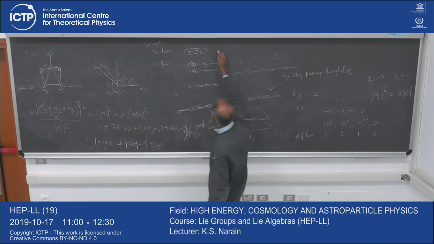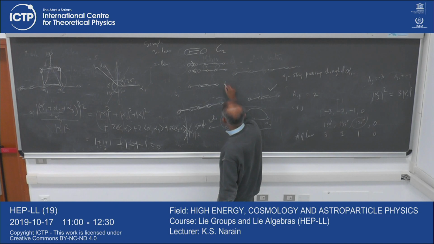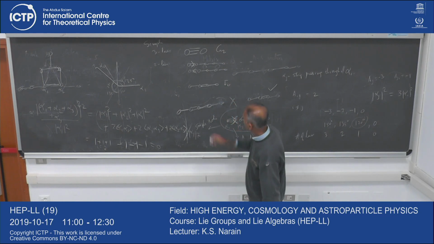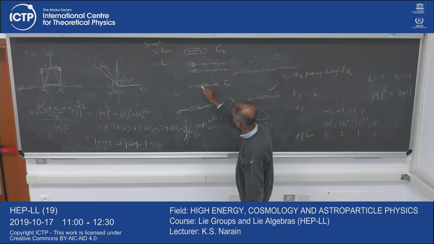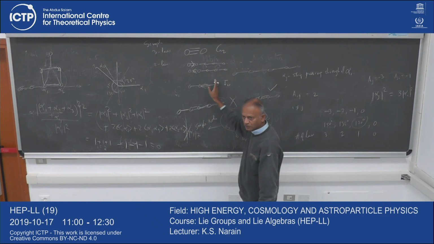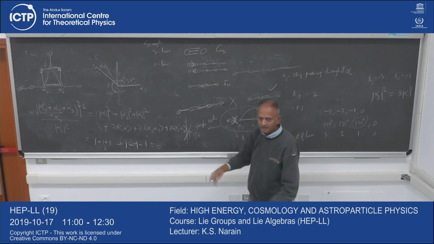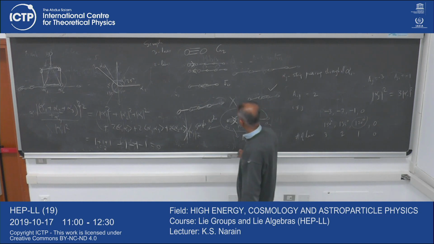And this is what is called G2. This is what is called F4. And here it doesn't matter, right? Because the diagram is symmetric, it doesn't matter whether you put the arrow this way or that way. That's just relabeling the simple roots.